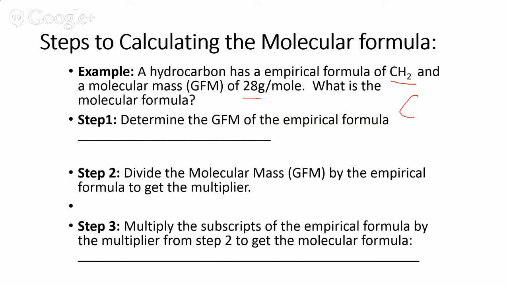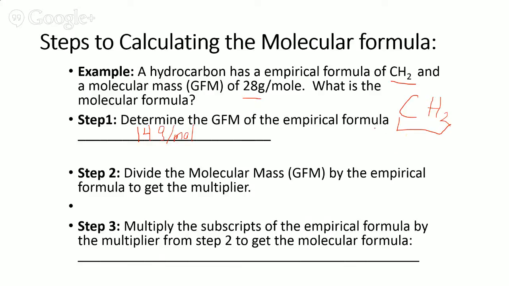Well, if we have CH2, the first step is, how much does the empirical formula weigh? What is its mass? What is its GFM? Well, I know carbon's 12, each hydrogen's 1, so I found that it has a GFM of 14 grams per mole. Now, the empirical formula is telling us that it's always going to be in this fixed ratio.